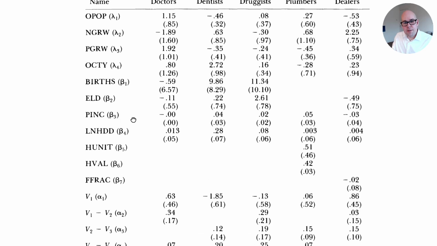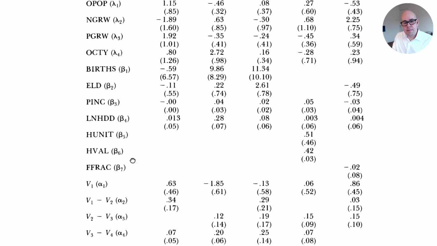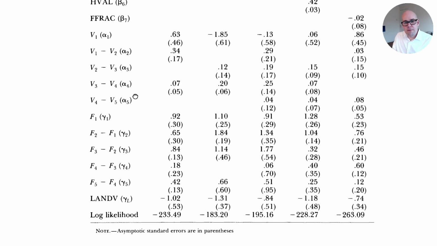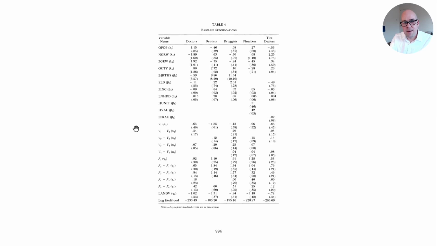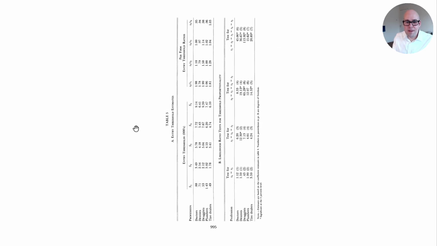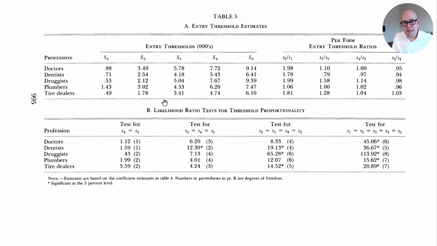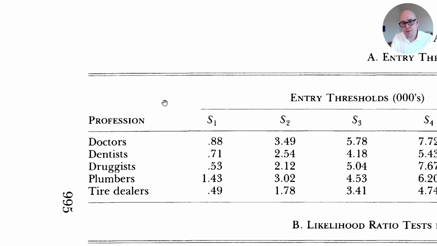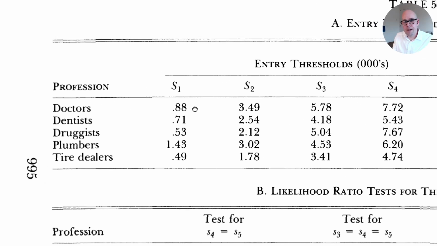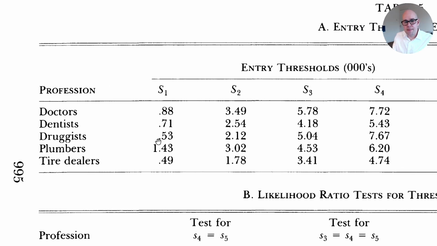Here first, then we have these betas, and the most interesting variables are these alphas and gammas down here. So you get lots and lots of coefficients. Rather than looking at those, let me look at these fitted entry thresholds. So what you find here is estimates like this.